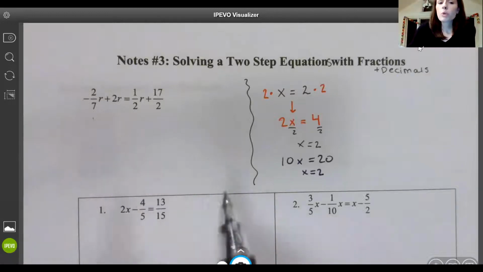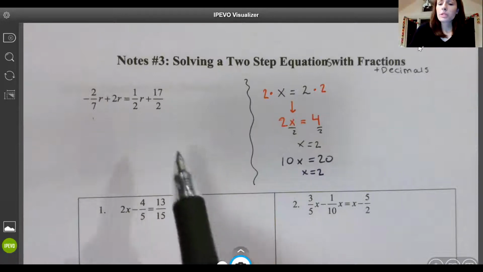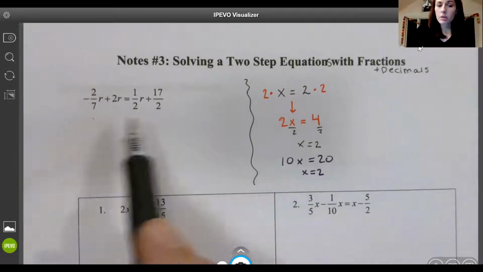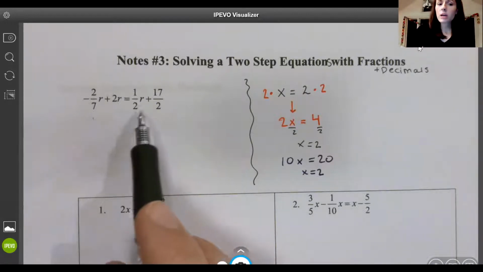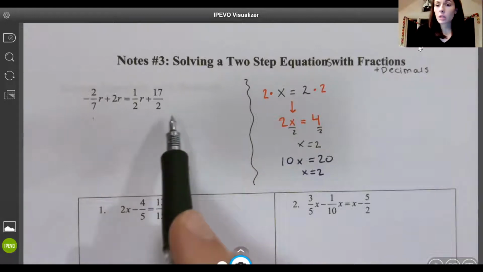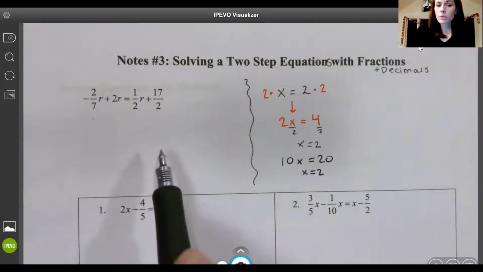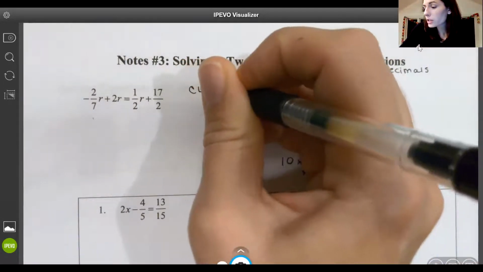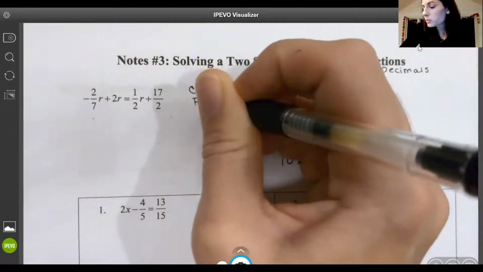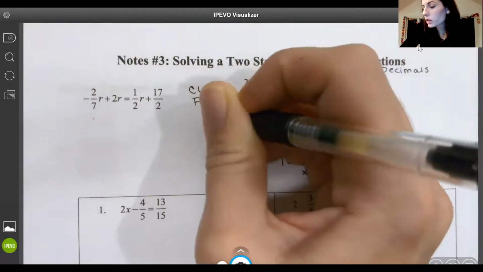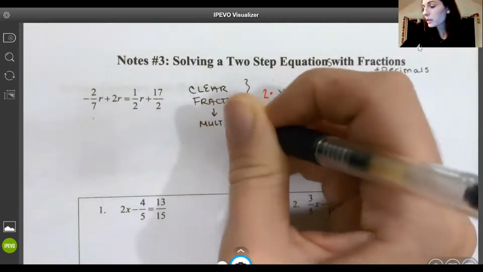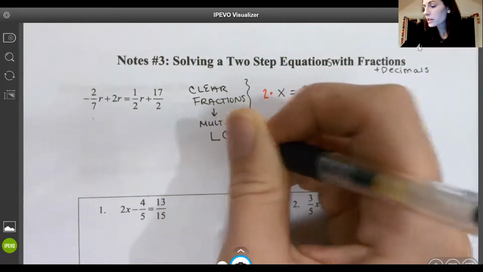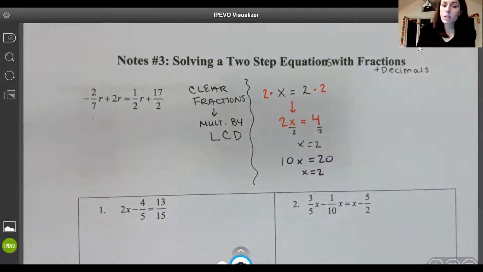And what I want to multiply by is what's called the least common denominator. Okay, so I'm going to look at my denominators and decide what their common denominator would be, and then I'm going to multiply through by that LCD. Okay, so to clear my fractions, I'm going to multiply by the LCD, the least common denominator. And again, the important piece here is that I multiply everything to keep that balance.